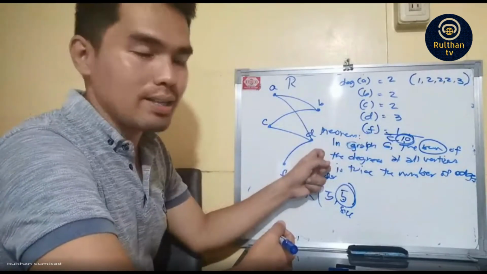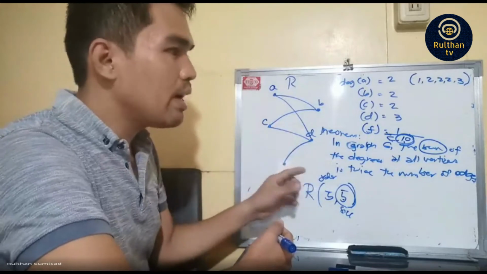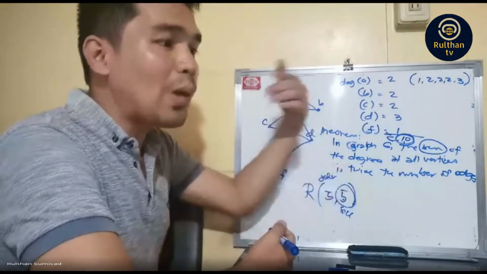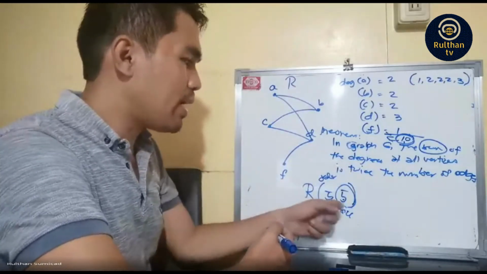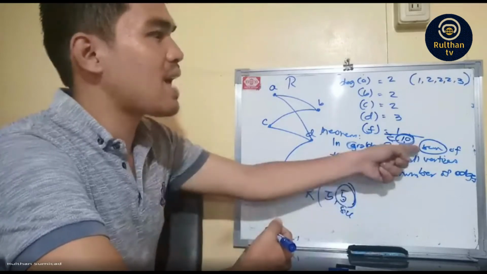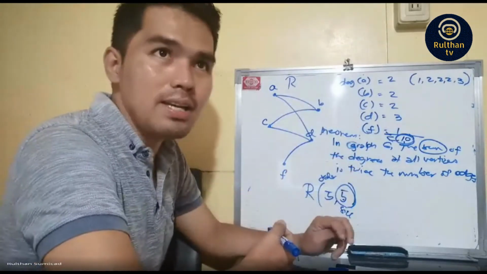So it's guaranteed that in any graph for that matter, the summation of the degrees of all the vertices is double the size. So in this graph, graph R, the size is 5. Double the 5 gives you 10, which is exactly the summation of the degrees of the vertices. Okay.